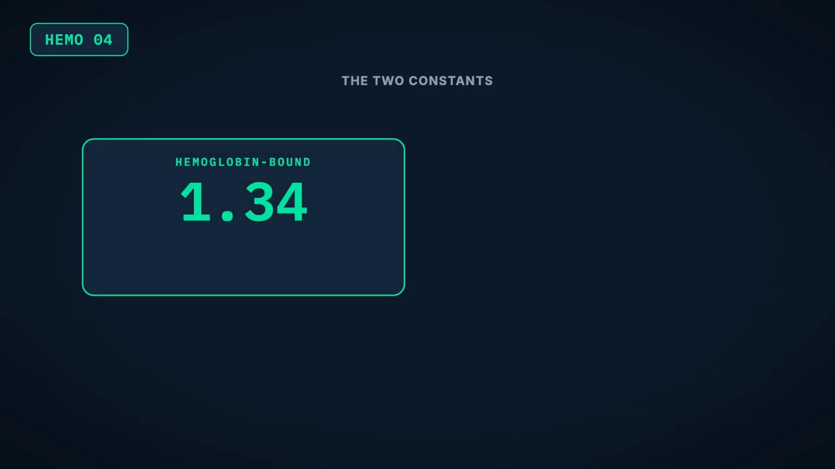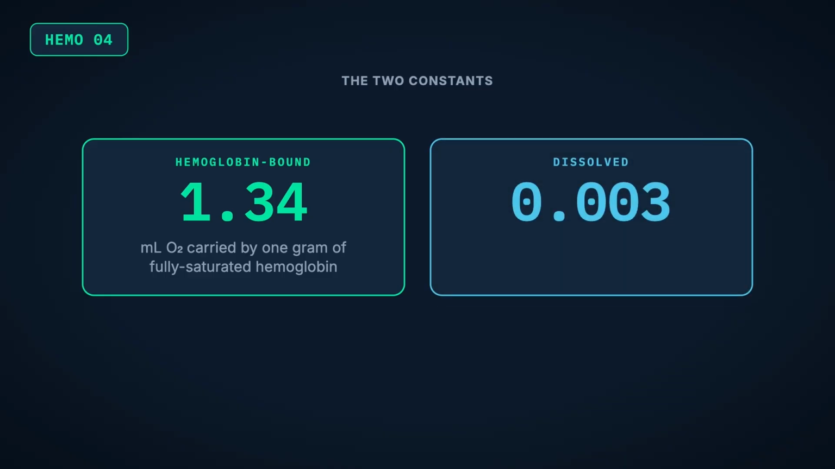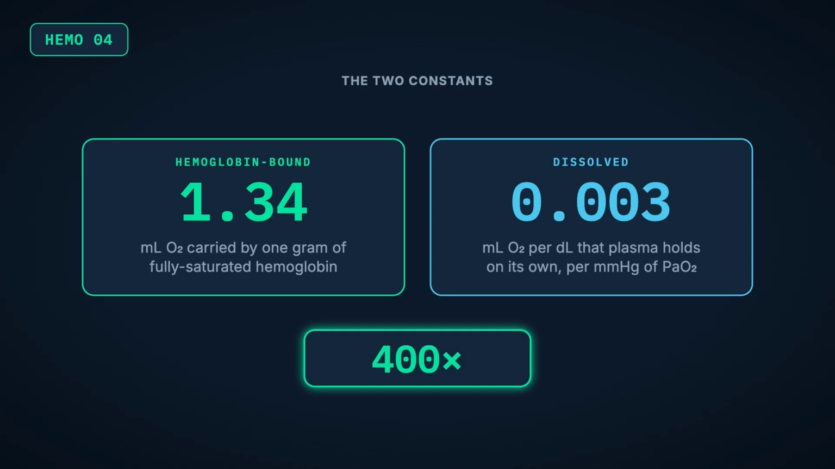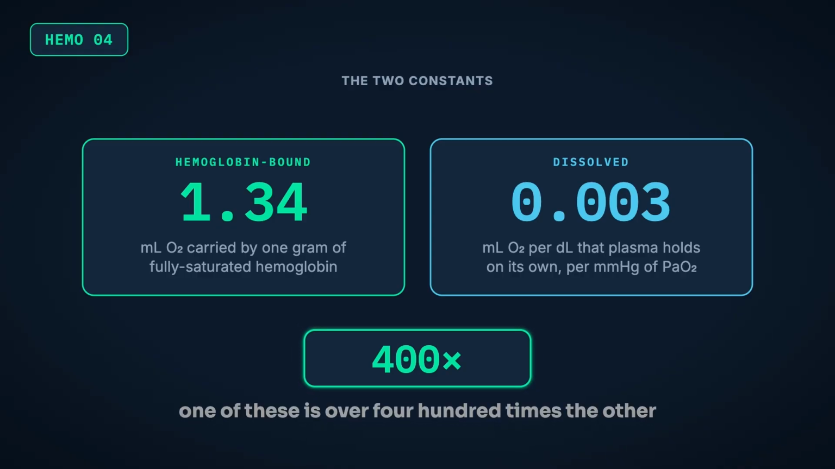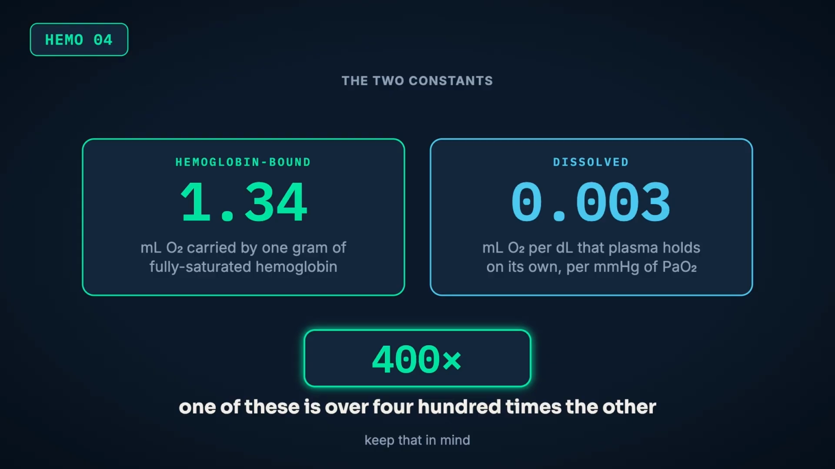1.34 is a constant. How many milliliters of oxygen 1 gram of fully saturated hemoglobin can carry? 0.003 is a different kind of constant. How little oxygen plasma can hold on its own per millimeter of mercury of PaO₂. Notice already, one of these numbers is over 400 times the other. Keep that in mind.